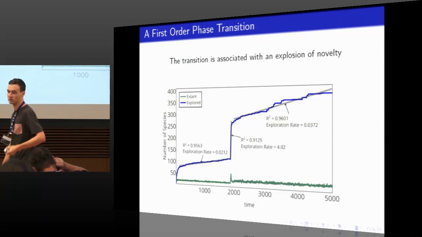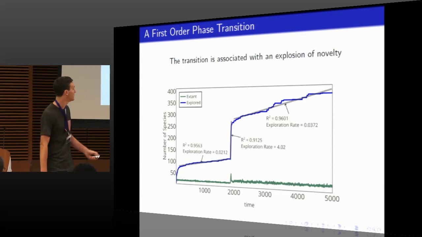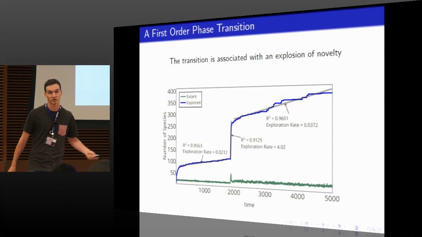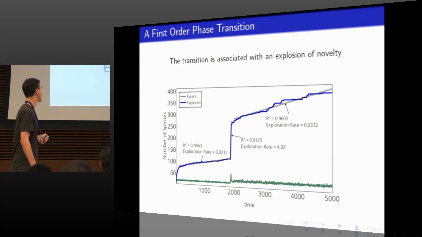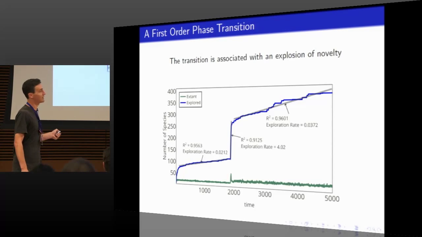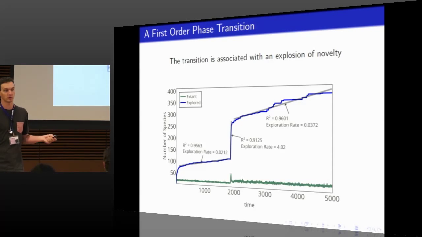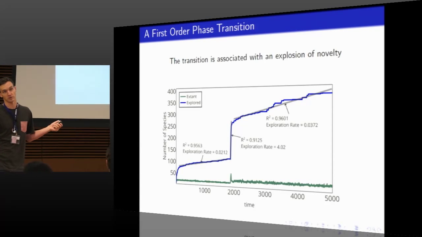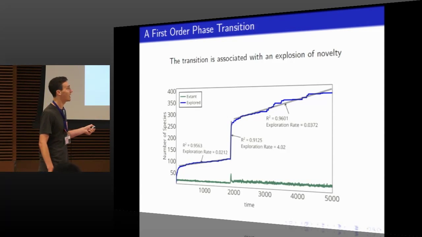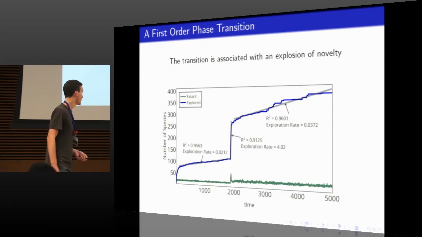The transition is associated with a massive explosion of diversity. So here I've plotted the total number of explored sequences on top as a function of time. And the transition happens right here. As you can see, there's this huge discontinuity. The exploration rate for exploring new sequences, this would be like speciation rate, goes up by 2 orders of magnitude during the transition, and it's higher after the transition than before.